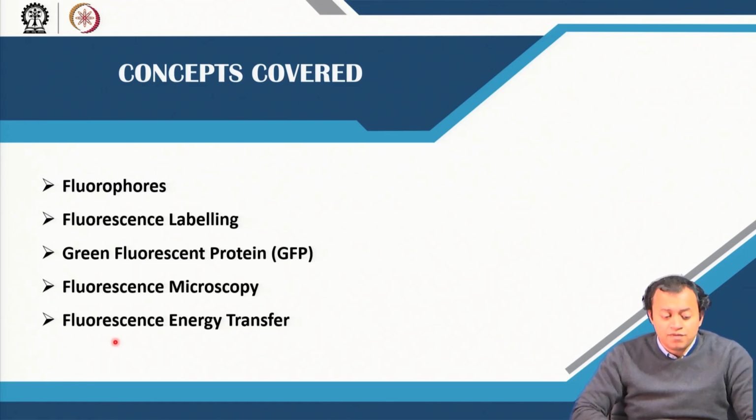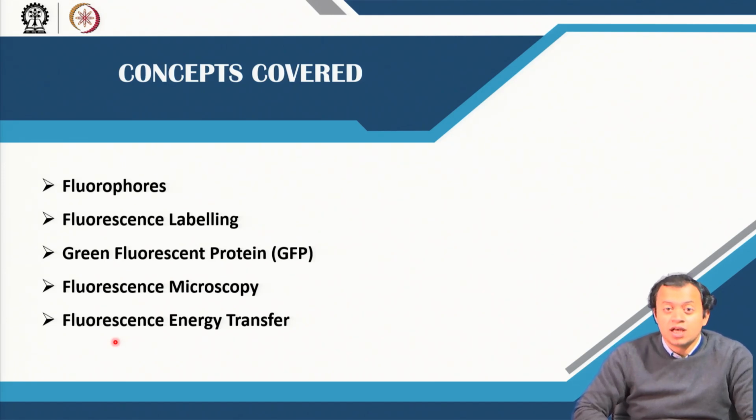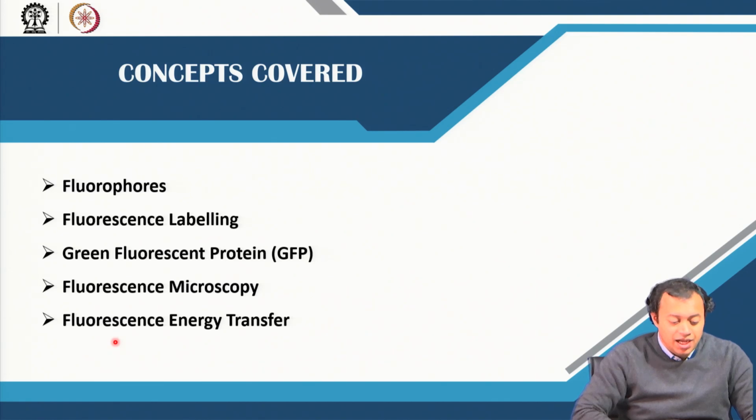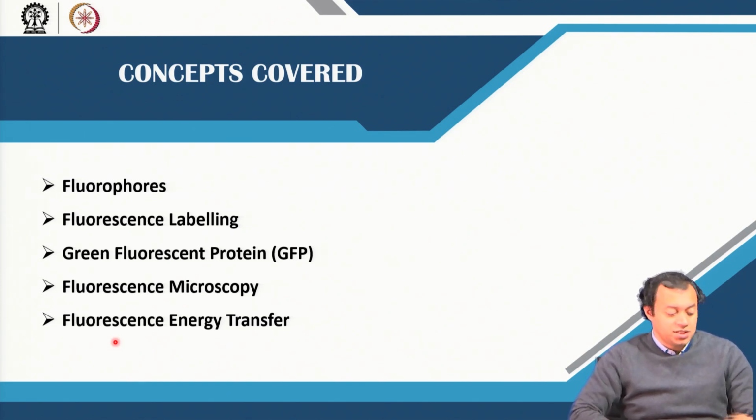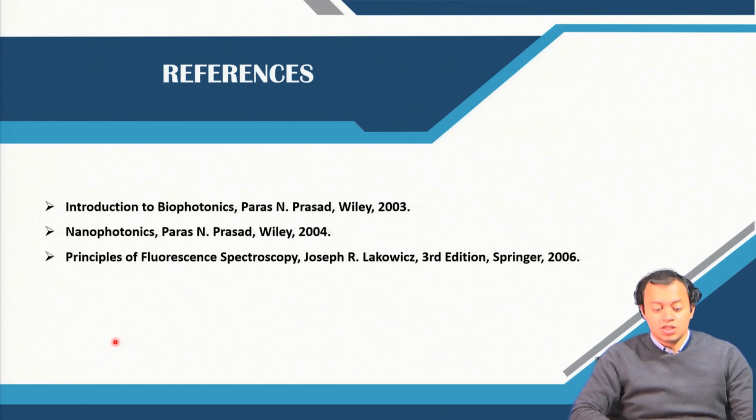These were the concepts covered: fluorophores, fluorescence labeling, GFP. GFP is uber cool. Please read about GFP. Obviously, if you have green fluorescent protein, several derivations from green fluorescent protein have been made. You have yellow fluorescent protein, red fluorescent protein, whatnot. And yes, I am looking forward to when I can inject all of them into my body, and I will be that illustrious man, as Ray Bradbury said. And yeah, fluorescence microscopy and fluorescence energy transfer, these are the topics that I mentioned, and this is my reference.